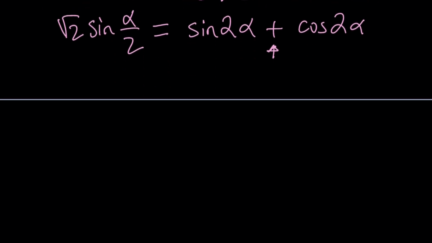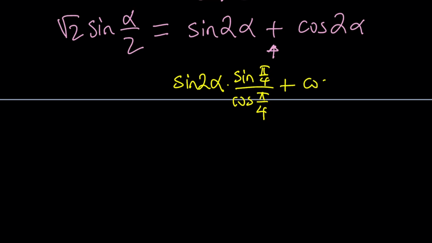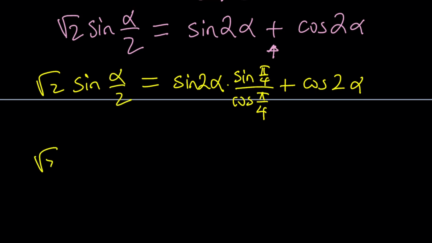We're going to take the sine of 2 alpha and multiply it by tangent pi over 4, which is actually 1. But can I just write it as sine of pi over 4 over cosine of pi over 4? Because that will be equivalent to tangent pi over 4, right? And that will be 1, so it's okay to multiply by 1. And then we're going to set it equal to the left-hand side, of course. But then we want to make a common denominator on the right-hand side. And that's going to give us something nice.